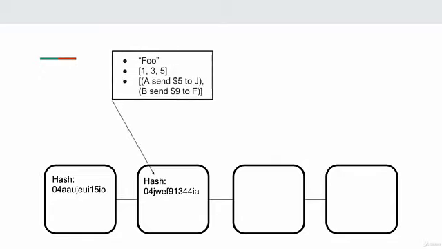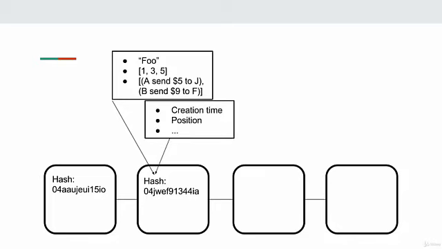The hash is generated based on the unique data that we want the block to store. This data within the block can be anything, a string like foo, for example, or an array of numbers, or more relevantly, a list of transactions from one individual to another one. The unique hash for the block is generated not only from the data we want to store, but also more metadata about the block, such as when it was created and its position in the chain.